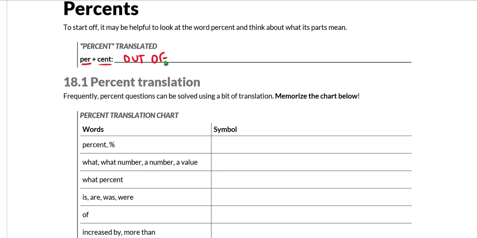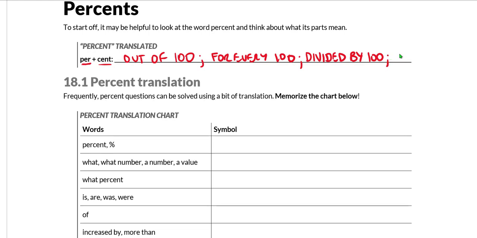And then cent, of course, is the Latin, I believe, root for 100. So the word percent means out of 100. You can also interpret per as for every. So for every 100. And then, of course, there are probably the two most important translations here. Per does also mean, as I mentioned a moment ago, divided by. So percent means divided by 100.